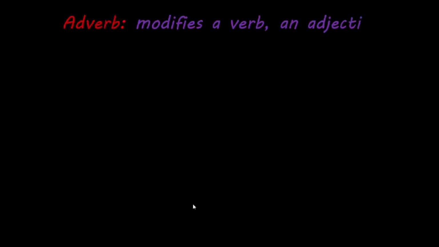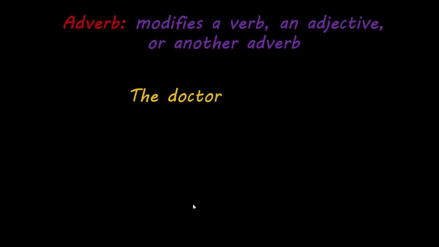Next, we have the adverb. And an adverb is a word, phrase, or clause that modifies a verb, an adjective, or another adverb. So for example, I could write, the doctor ran quickly. How did the doctor run? He ran quickly.